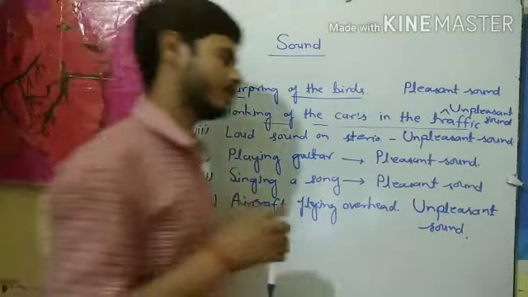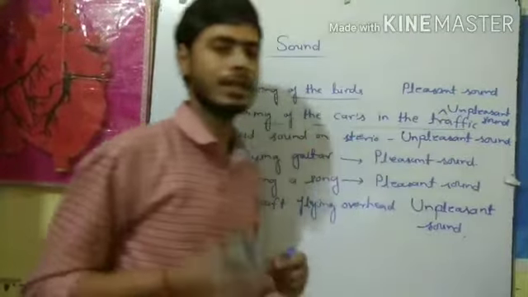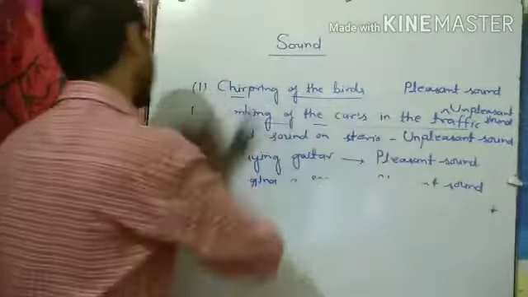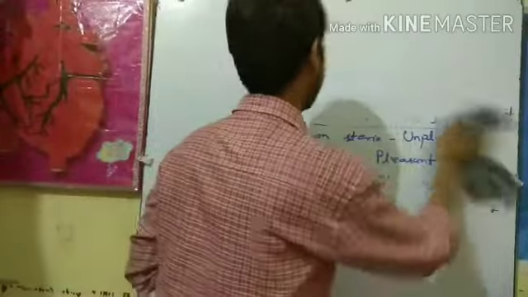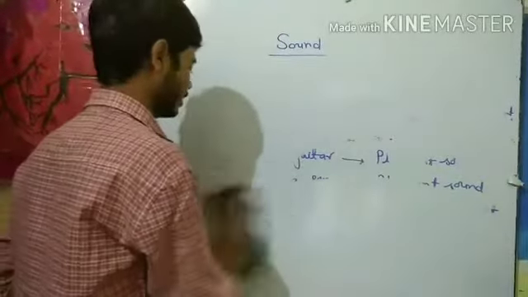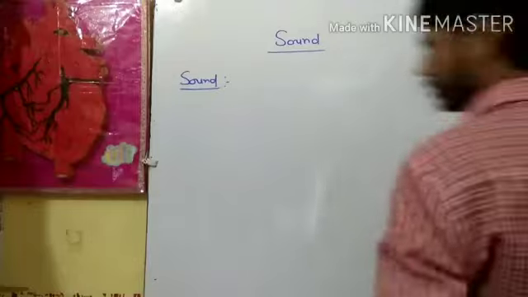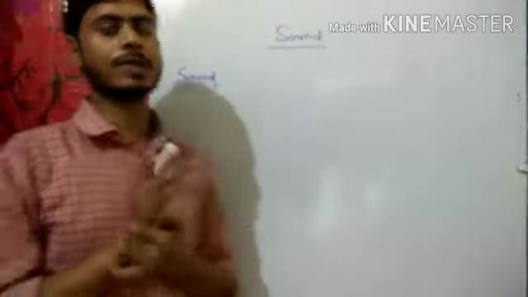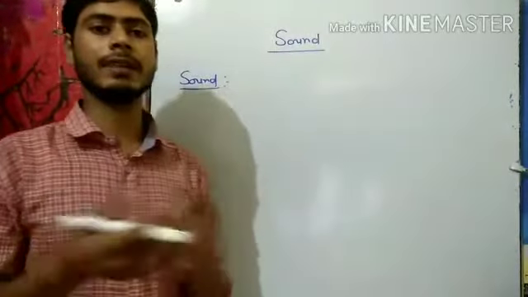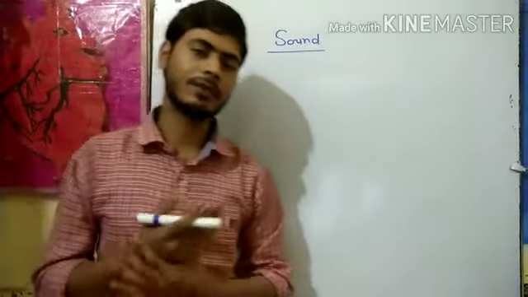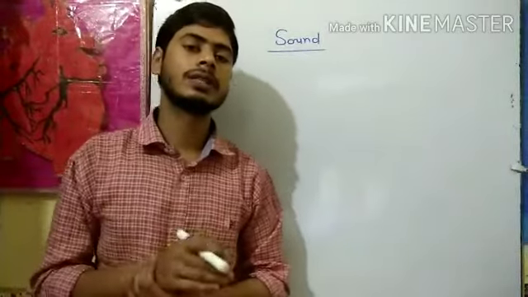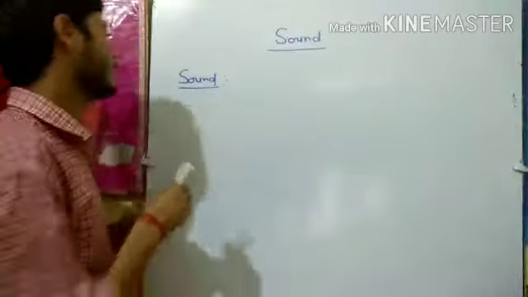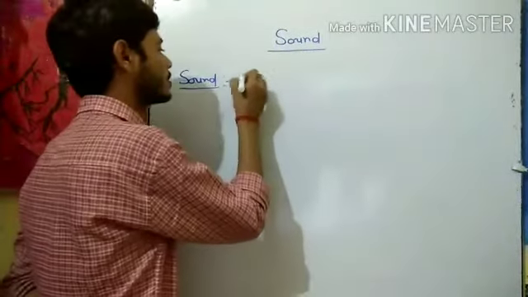Now next we will discuss what is sound. So we can erase it. What is sound? Here we discussed the sound. So sound is a disturbance that can travel in a medium. Once more I repeat, what is sound? Sound is a disturbance that travels in a medium. So we write here the definition of sound.